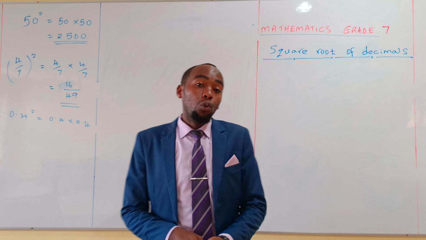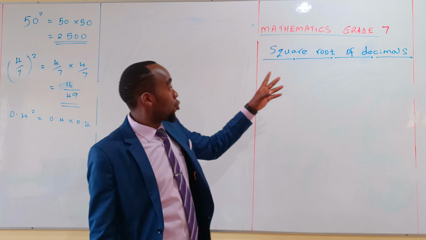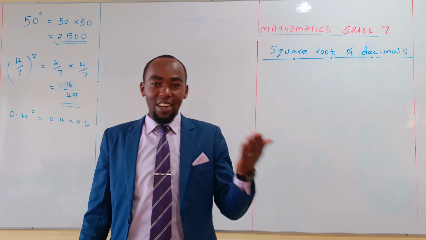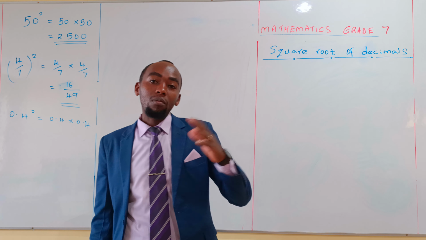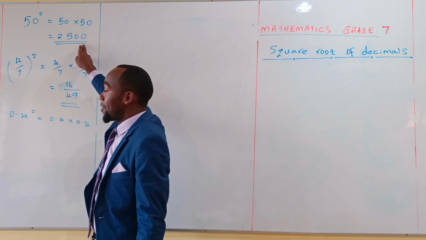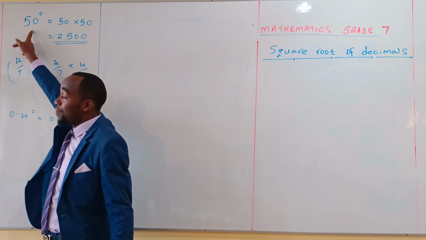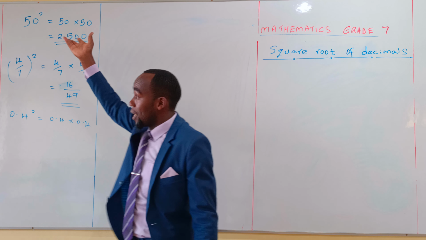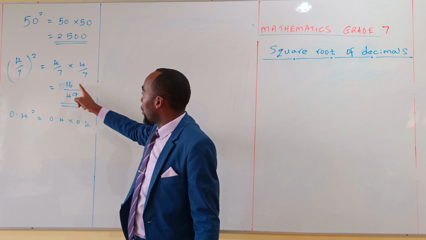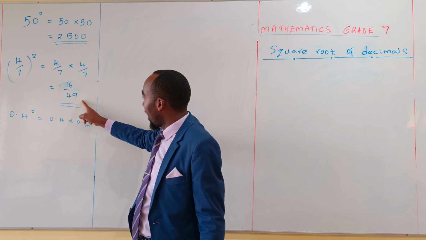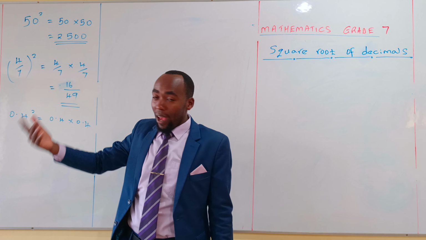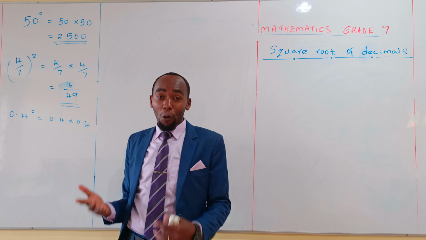Now, from there, we went to square root, and square root is the reverse of square. For instance, what is the square root of 2,500? The answer will be 50. That is for whole numbers. What is the square root of 16/49? When you find the square root of 16/49, you go back to 4/7. Therefore, square root is the reverse of square.